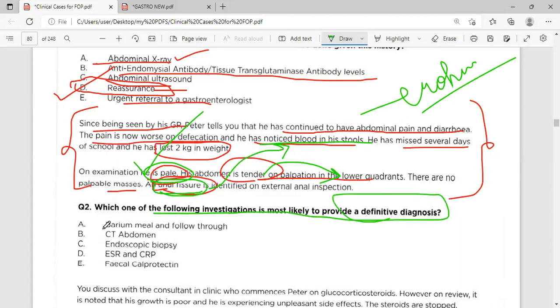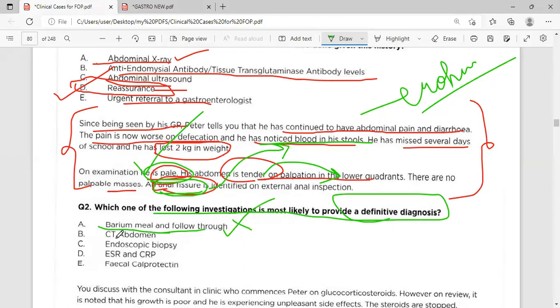First one is barium meal. When do we do barium meal? If we suspect any kind of obstruction or stenosis. Exactly. Any kind of obstruction throughout the path, we will go for barium meal. Is this a case of obstruction? No, this is not a case of obstruction. So this is out. Crohn's disease here is not due to obstruction.